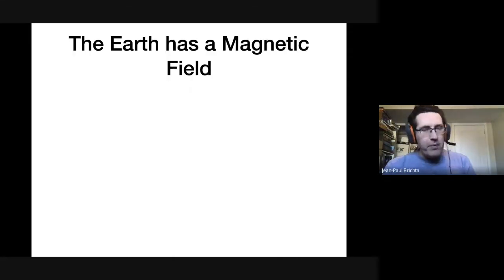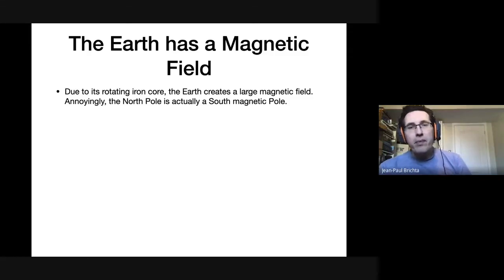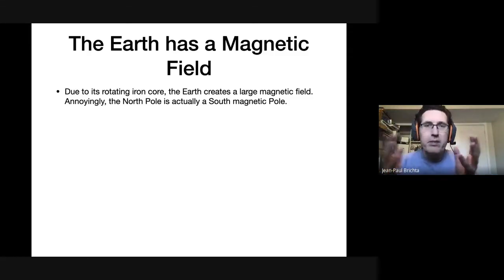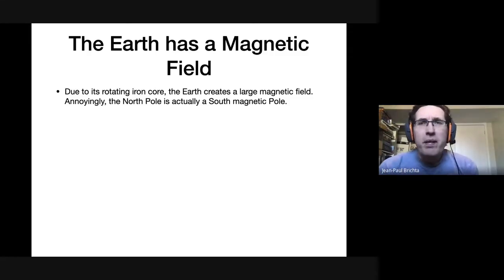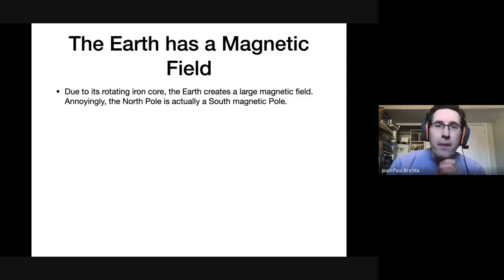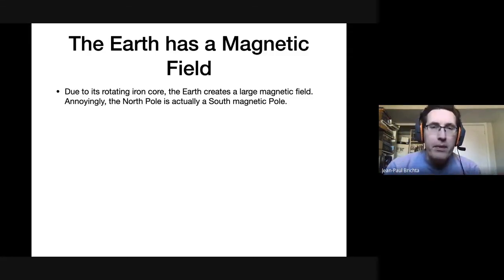Okay, so you probably know that the Earth has a magnetic field because the Earth itself is basically a gigantic magnet. That's caused by its rotating iron-nickel core, and the Earth creates a large magnetic field around itself. It permeates quite far out into space, I think actually beyond the moon's orbit. We'll talk more about why that's important later, but one thing that's key to understand is that the magnetic pole that sits in the northern hemisphere of the Earth is actually a south magnetic pole.